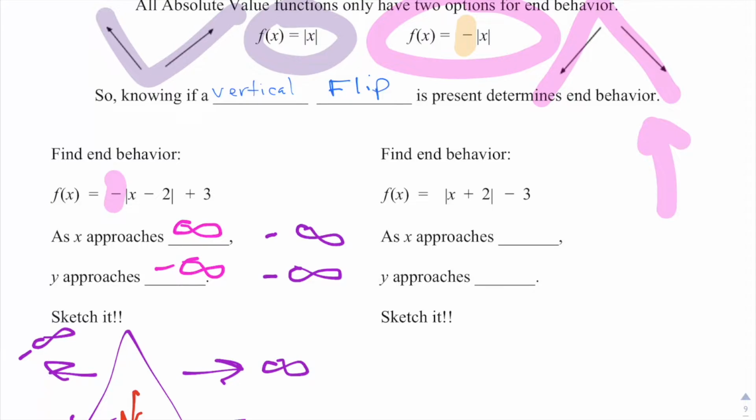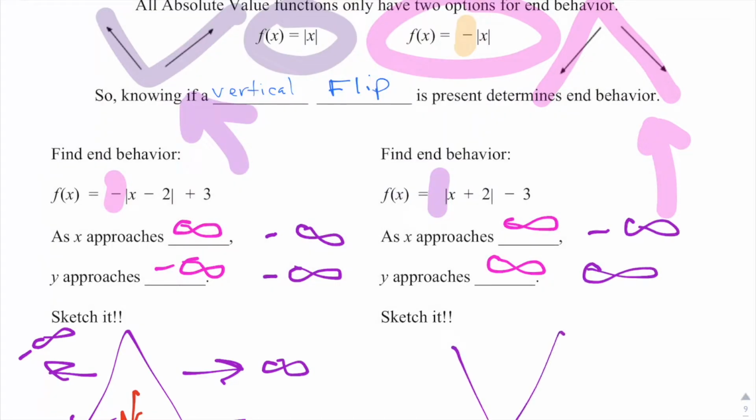Now, over here, we can see that there's not anything in front of the absolute value expression. So that means it's going to be a V that looks like this one over here. So as x approaches infinity, y will approach infinity. And as x approaches negative infinity, y is again going to approach infinity.